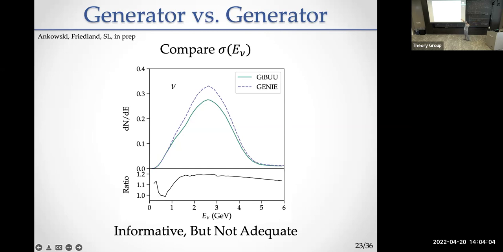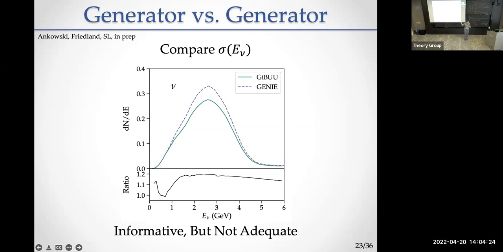So this is what I did here. This is basically total cross-section folded by flux, done by two of the most popular neutrino event generators, Genie and Gibu. And this is just a total flux. So you see that the total cross-section differs by about 20% at the 2 to 3 GeV region.